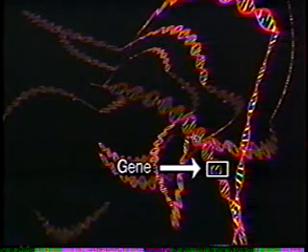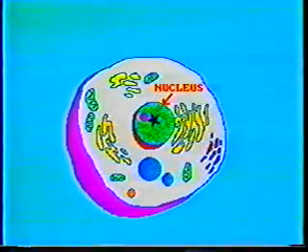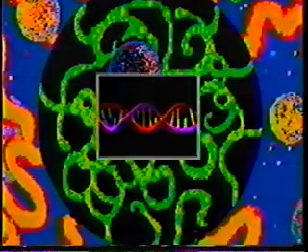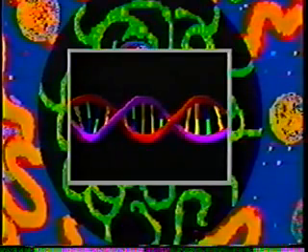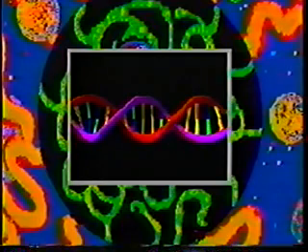One, the gene is the biological unit that carries heredity in every cell of every living organism, from viruses to fruit flies, from pea plants to people. Two, the gene itself is a molecular structure, a group of atoms that are part of a large molecule called deoxyribonucleic acid, DNA.